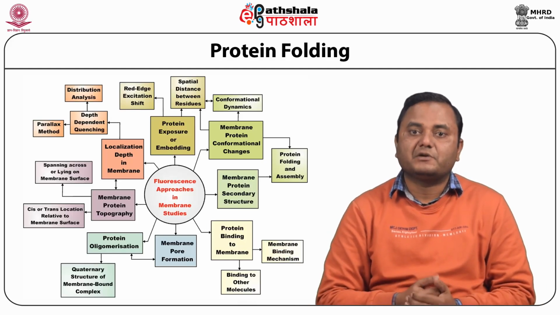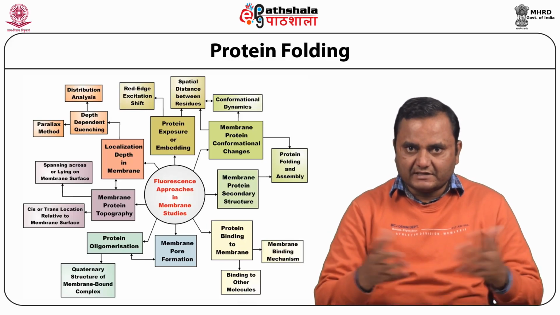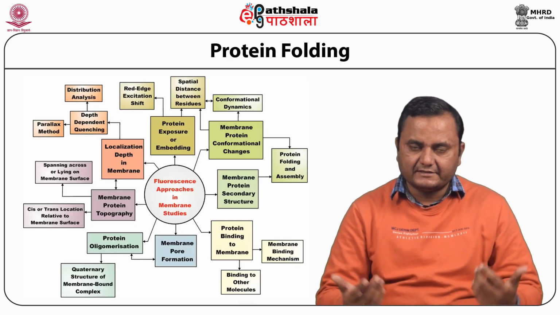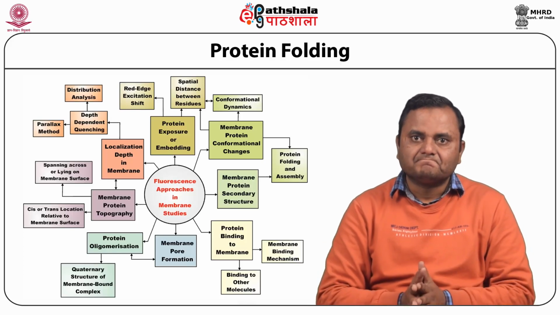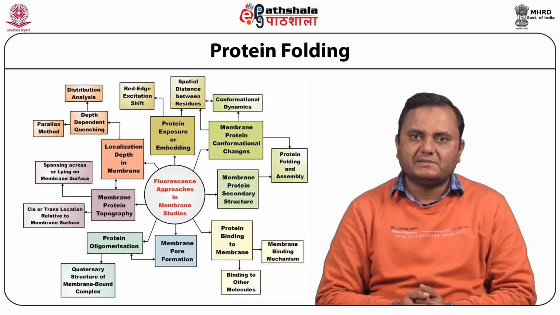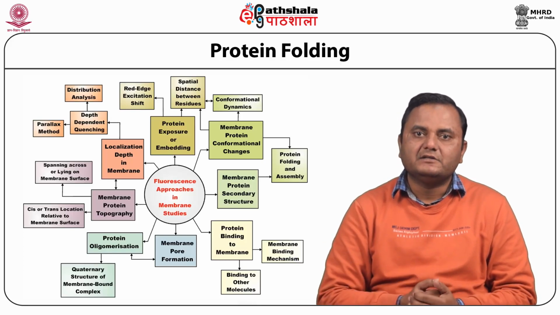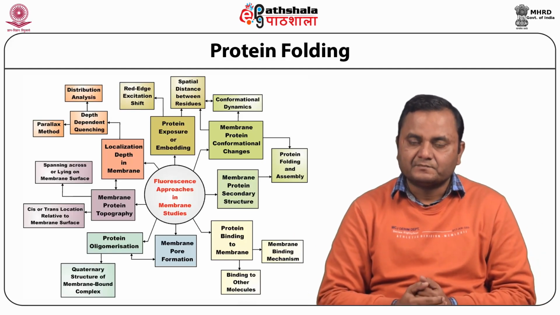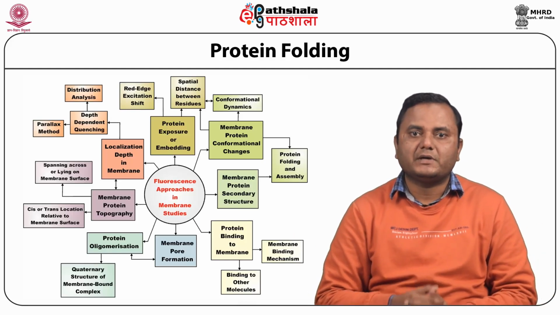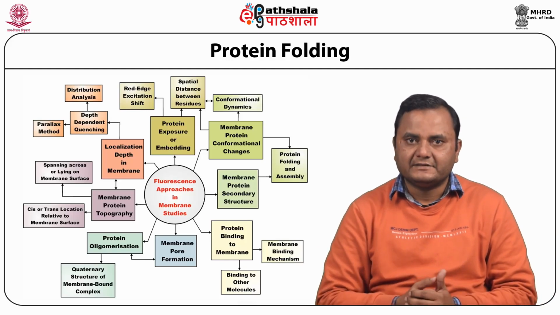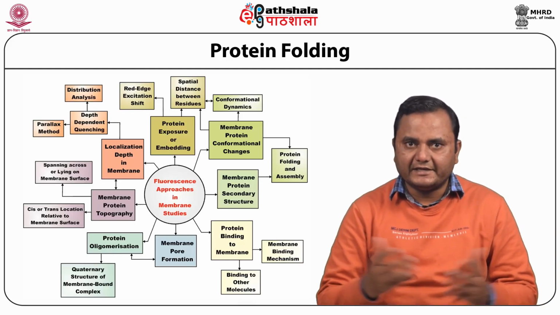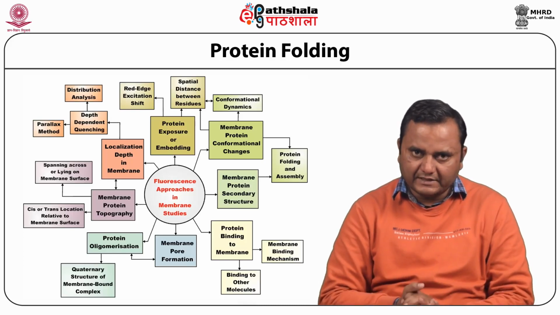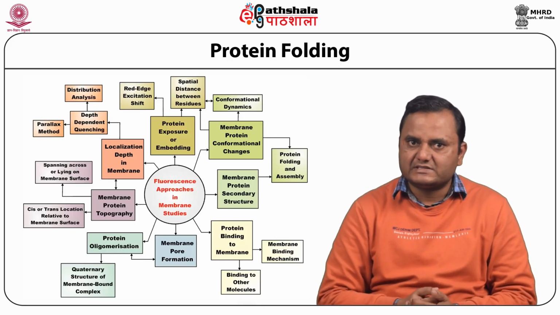Then membrane conformational changes, whatever conformational changes occur because of the binding of any substrate, ligand or anything else that causes a conformational change in the membrane protein, can be detected by fluorescence spectroscopy in the form of conformational dynamics. We can also detect protein exposure or embedding in the membrane, like the red edge excitation shift, or a spatial distance between residues can be determined by using fluorescence spectroscopy.